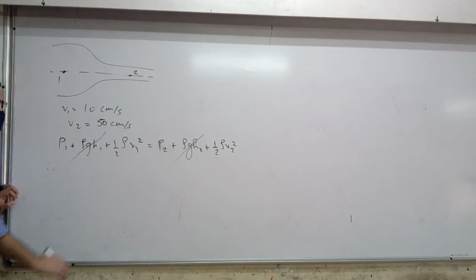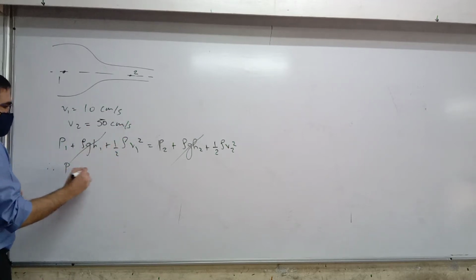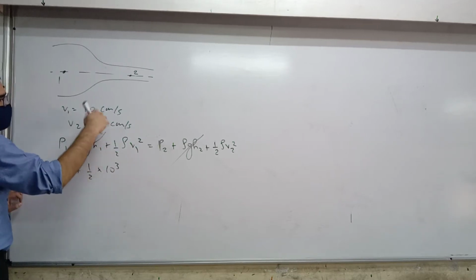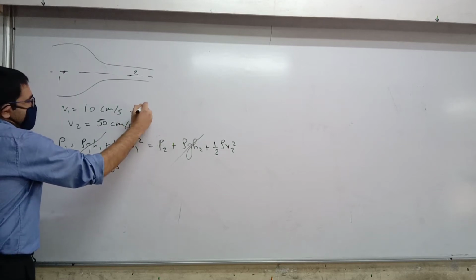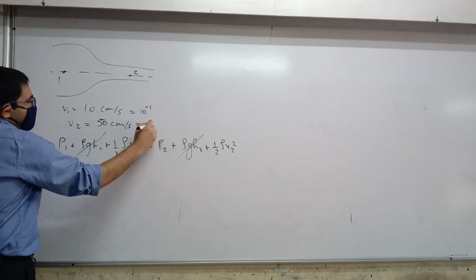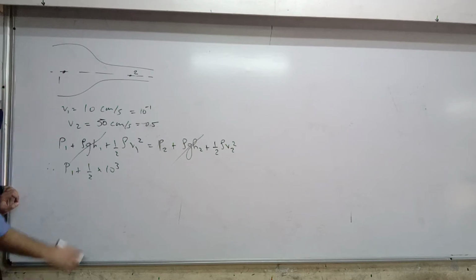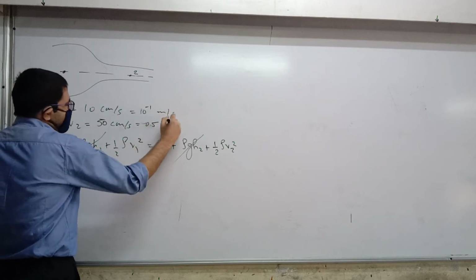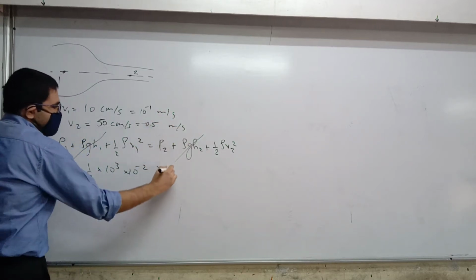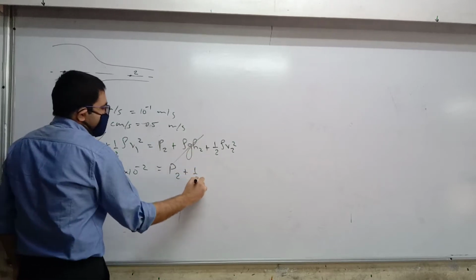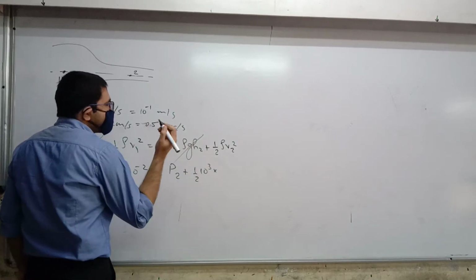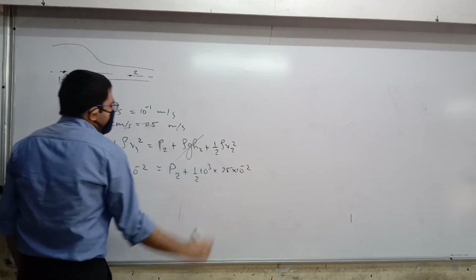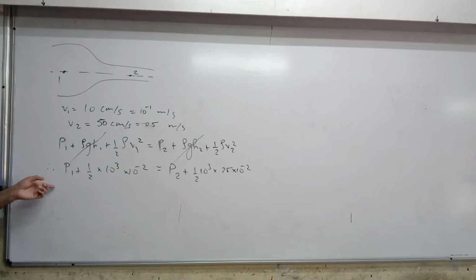So cancel. P1 plus 1 by 2 rho, density of water 1000, V1 squared. We don't like these units, so this is 10 raised to minus 1. This is 0.5, so here this will be 10 raised to minus 2. I converted it to meter per second in case you didn't notice. Everything clear in this line?